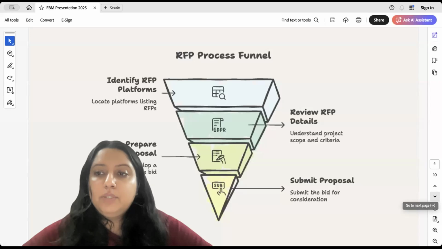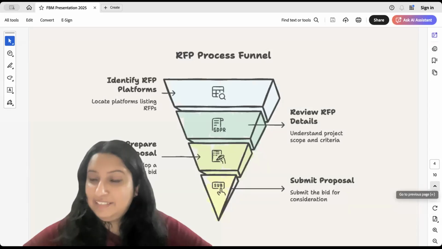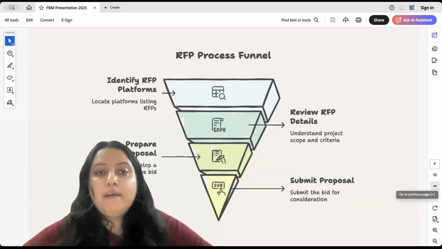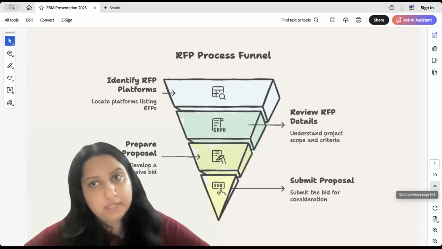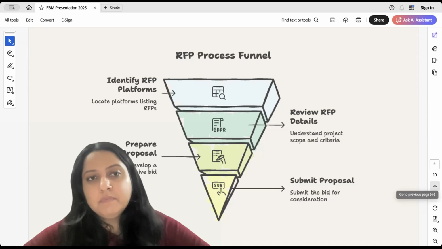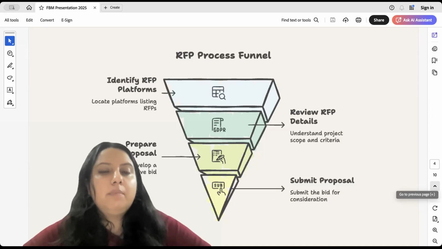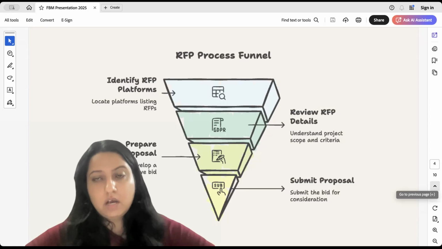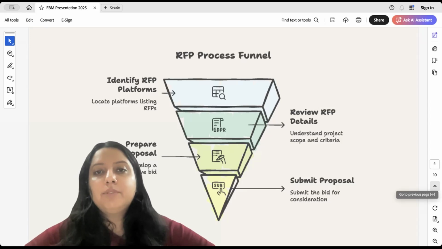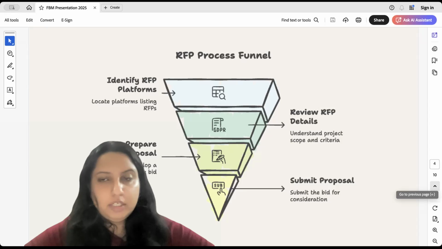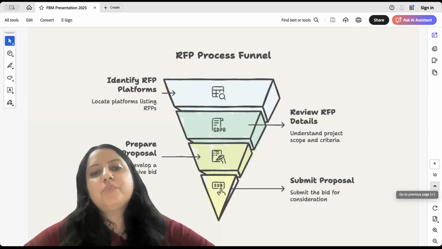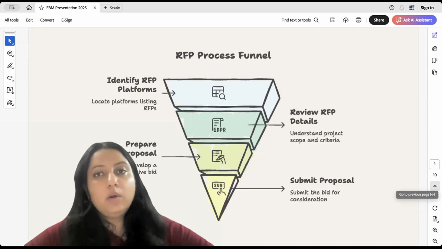How do you end up finding these RFPs? You have to first identify the platforms. So in the next slide, I'm going to share those platforms, some platform names. So you have to find those platforms that list out these calls. Then you will find a particular RFP. You have to review the details. Is it applicable to you? You have to prepare a proposal in accordance with their instructions and submit the proposals.